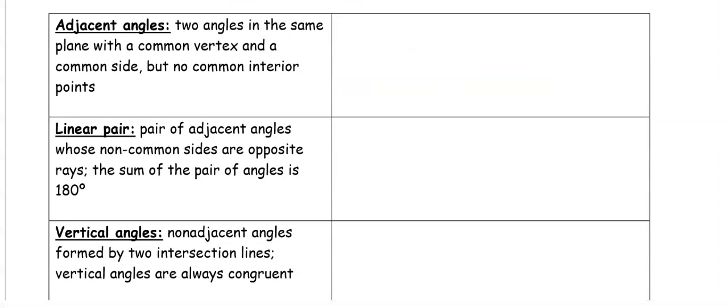Some more vocab with angles then. We have adjacent angles, which are angles that are in the same plane with a common vertex and a common side, but no common interior. So they're next to each other. So if we have an angle like this, and like this, angle 1 is adjacent to angle 2.